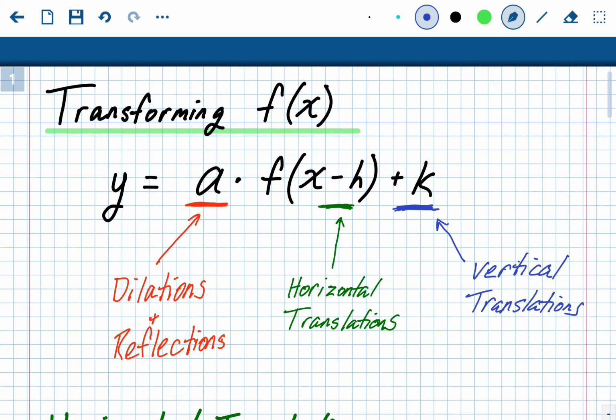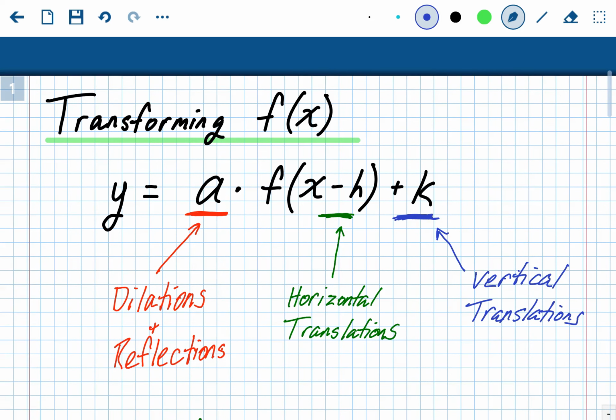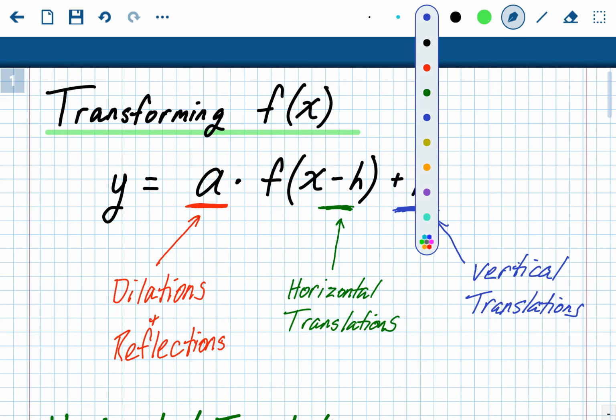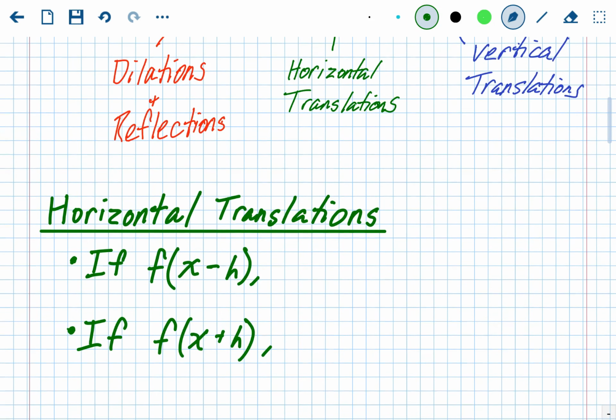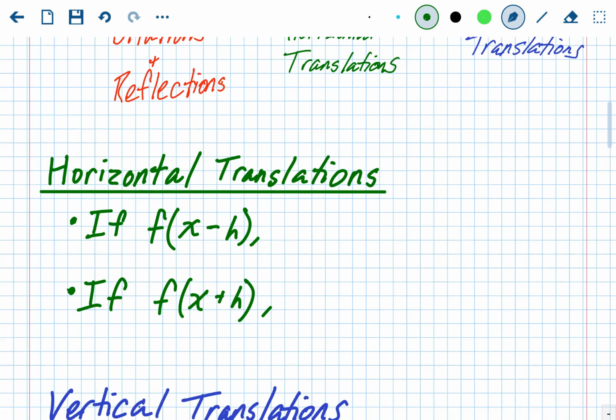All right, so let's get into specifics for each one of these. Horizontal translations, again, these are adding or subtracting numbers inside of the function with the x value. There's two scenarios. You could have f of x minus h, so you're subtracting from the x value, or you could be adding to the x value. If you have a minus h, that's going to shift your graph h units to the right. So f of x minus h is going to shift h units to the right.